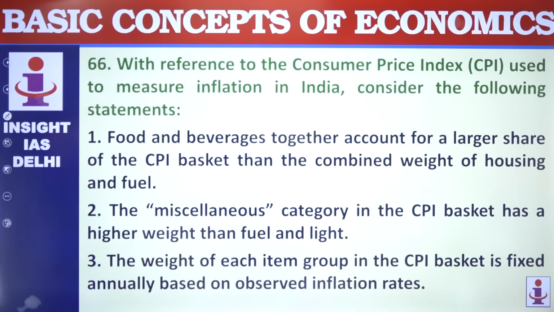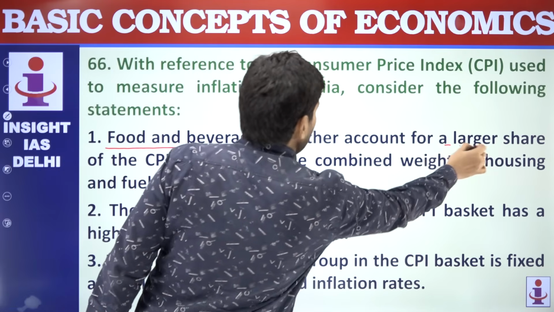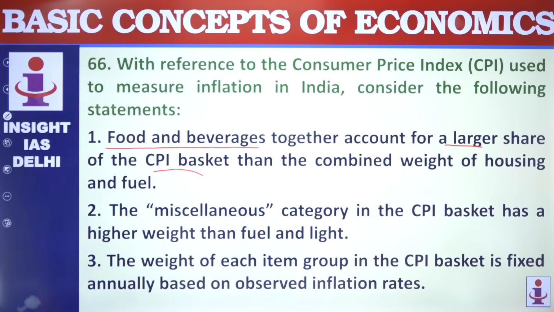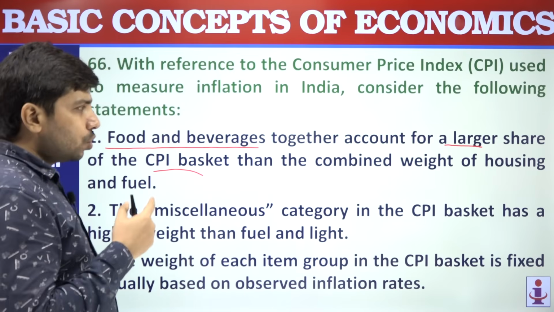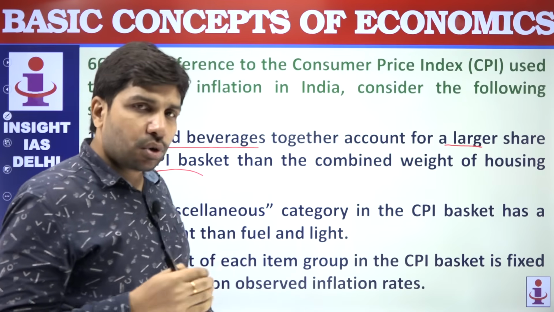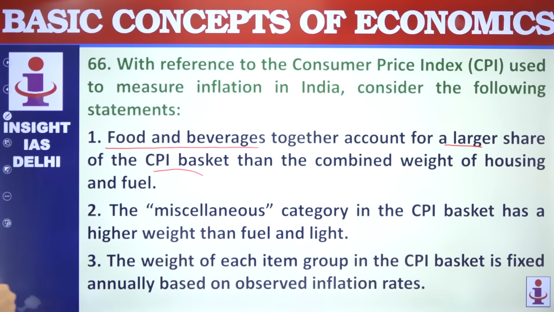Again, another question on CPI. Food and beverages together account for a larger share of the CPI basket than the combined weight of housing and fuel. We should take note of what the different products included in the CPI basket are. I have prepared a table, we will discuss it in a while. So this statement 1 is actually correct.